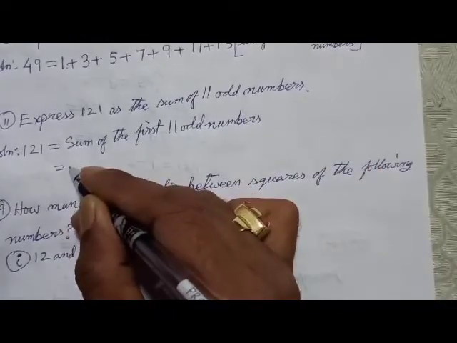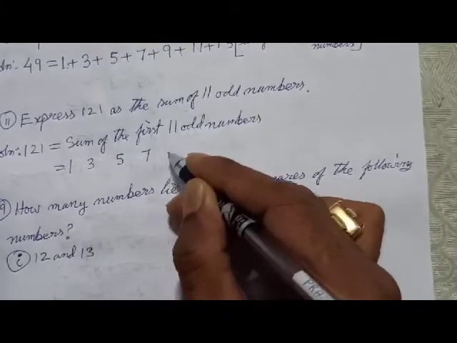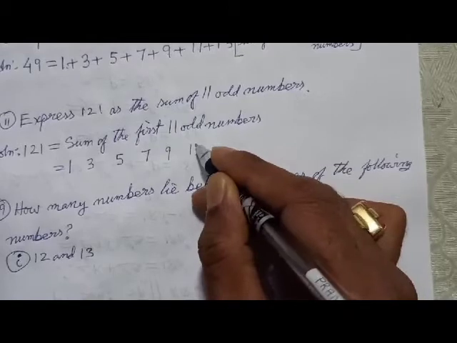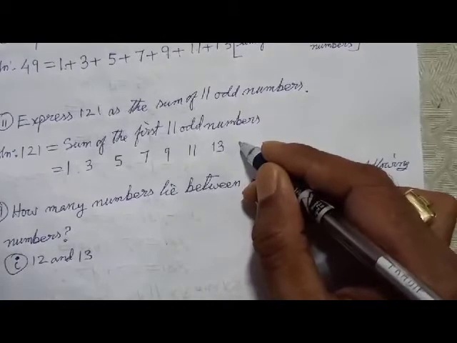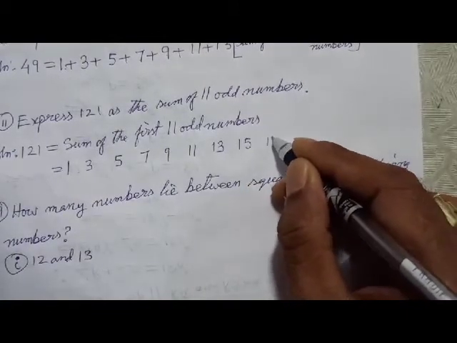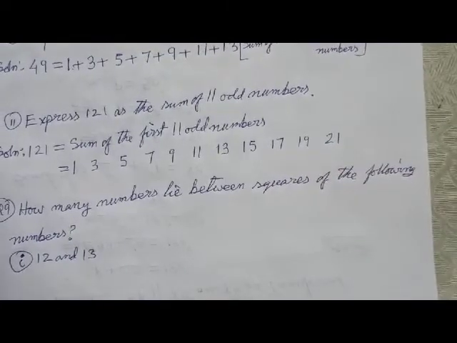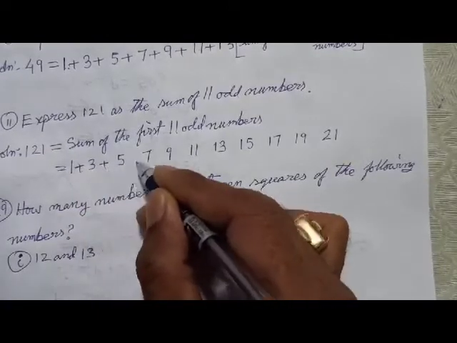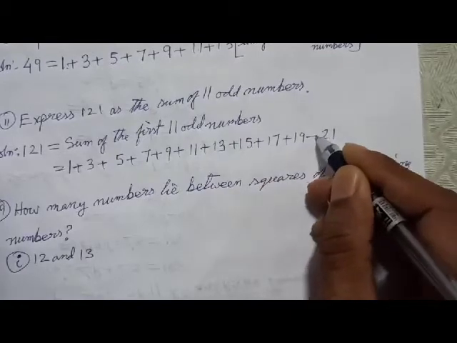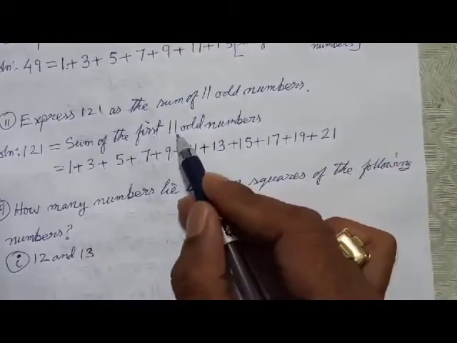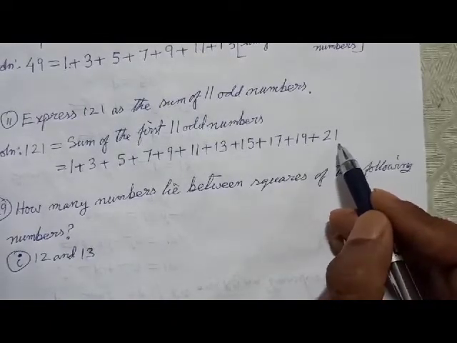And this is equal to: first odd number is 1, next is 3, next is 5, next is 7, next is 9, next is 11, next is 13, next is 15, next is 17, next is 19, and next is 21. And sum means plus, so here plus sign. Plus, plus, plus, plus, and plus, and plus, and plus. And these are the first 11 odd numbers. 1, 2, 3, 4, 5, 6, 7, 8, 9, 10, 11. And this is the answer.